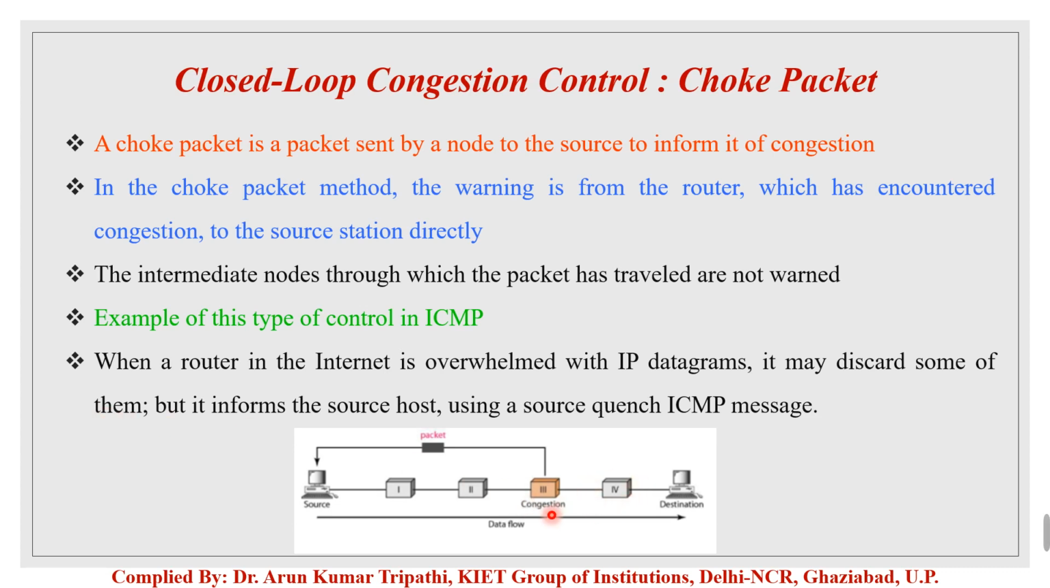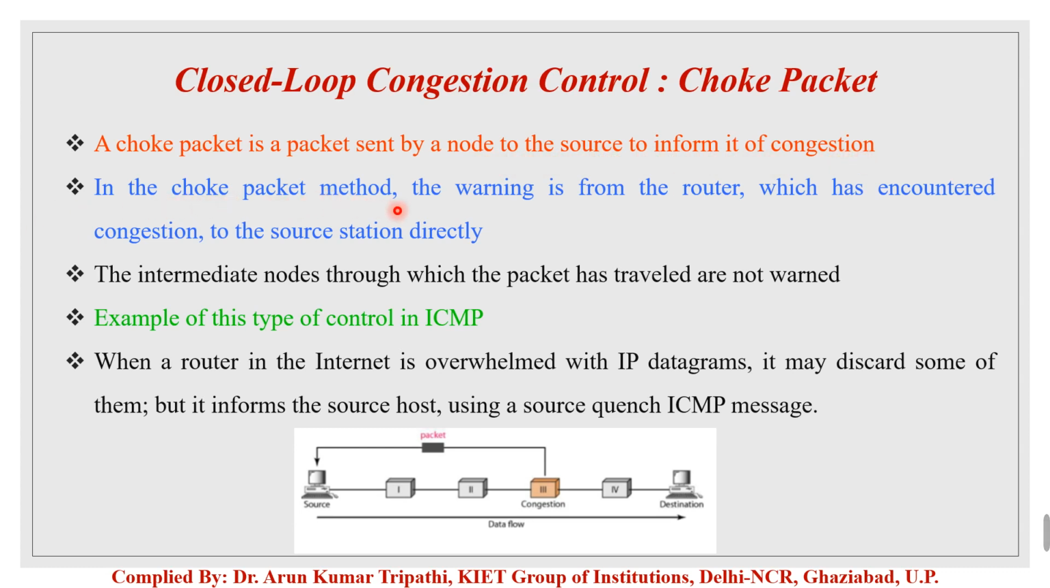While in the case of a choke packet, a special packet is sent by the router that is feeling congestion to a particular sender. That packet is known as the choke packet. The choke packet contains the information to slow down the transmission speed. Here, look up the bookish definition: a choke packet is a packet sent to the source to inform it of congestion.